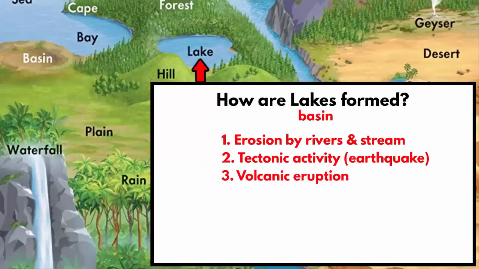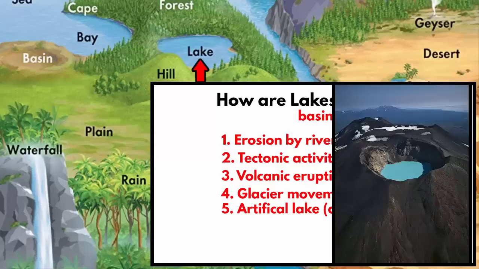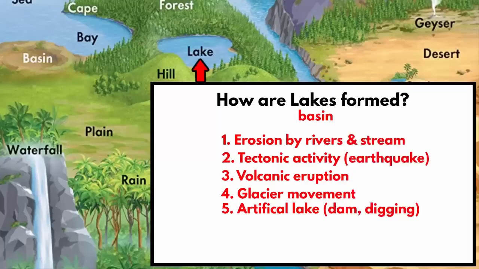As I've said, lakes are basically basins. In the previous point, we saw how basins are formed. They are formed by constant erosion processes of rivers and streams. They are also formed due to tectonic activity, like earthquake, which triggers a landslide. After a volcano becomes inactive, its crater gets filled with rain or melted snow. Many lakes form as a result of volcanoes.